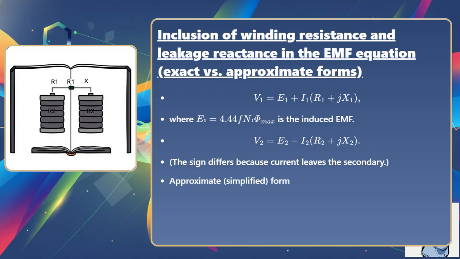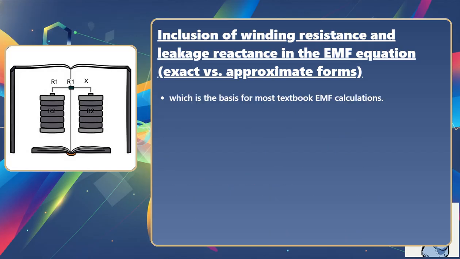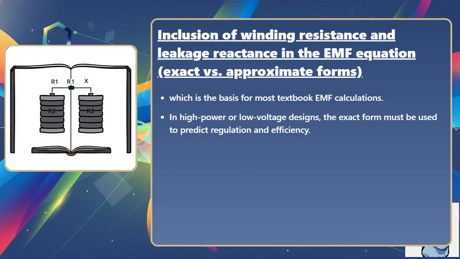Approximate simplified form. When the transformer is lightly loaded, IR and IX drops are small, so we often write V1 approximately equals E1, V2 approximately equals E2, which is the basis for most textbook EMF calculations. In high power or low voltage designs, the exact form must be used to predict regulation and efficiency.